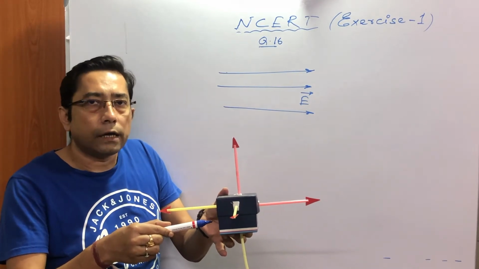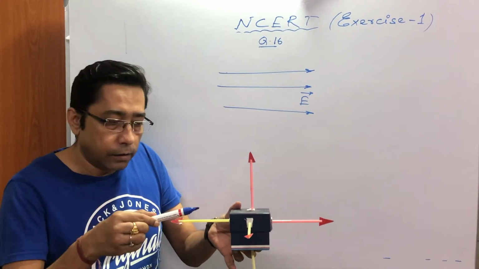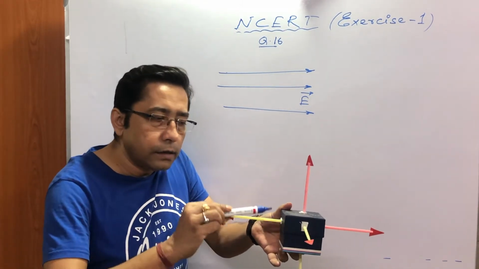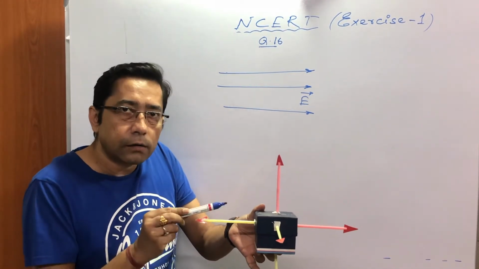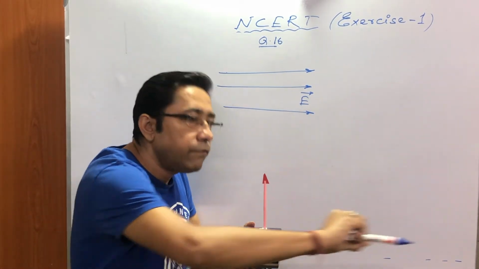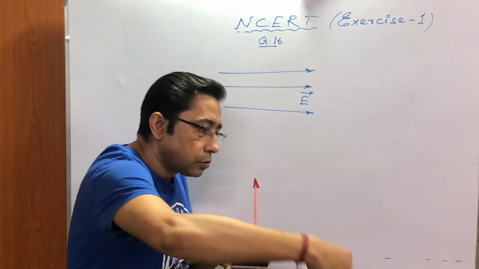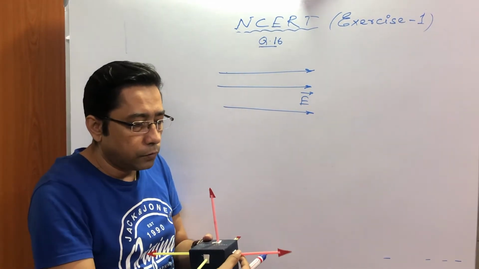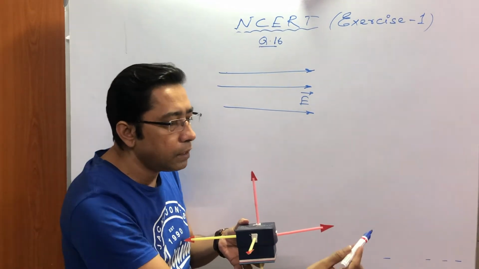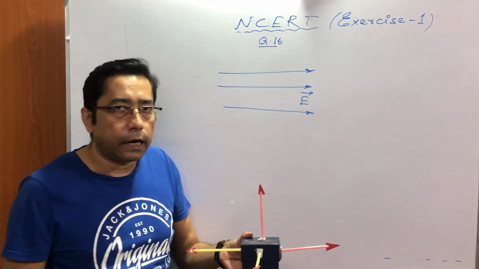Only the sign will be negative. So let us brief it again. For this surface, flux entering is taken as negative through this area. But for this opposite surface, flux leaving, flux through this would be positive. So for flux leaving, positive; flux entering, negative.